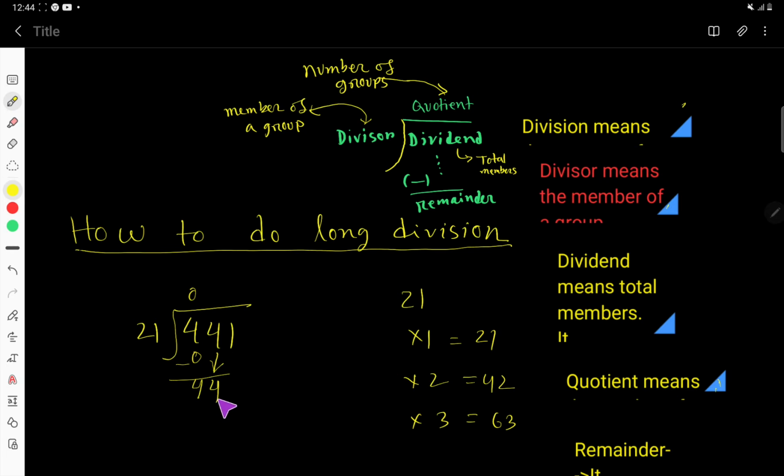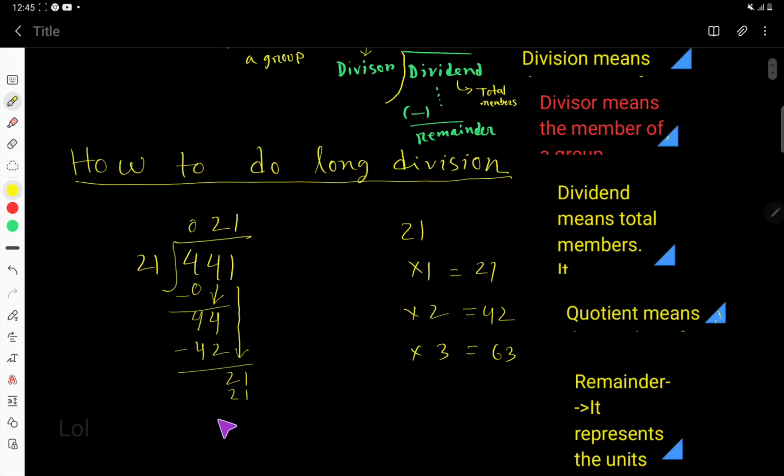21 goes into 44 2 times. So write 2 here. 2 times 21, that gives us 42. Now subtract. 4 minus 2, 2. 4 minus 4, 0. So 2 is our remainder. So bring down the next figure, 1. 21 goes into 21 how many times? 1 time. So let us write 1 here. So 1 times 21, 21, subtract, 0. So our quotient is 21, right? And this is the answer.